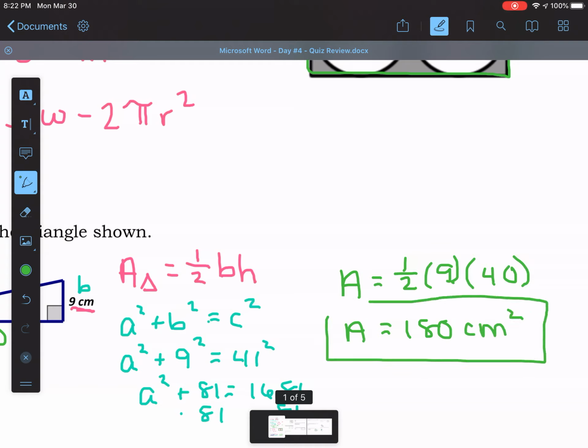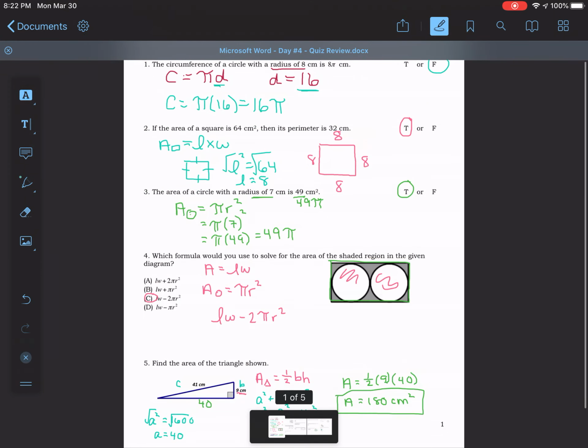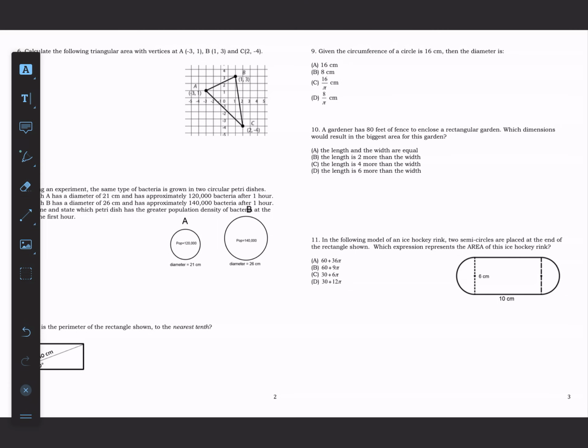Now, I don't know if I mentioned this before, but I will also be posting a copy of the formula sheet, so you don't actually need to memorize any of these formulas. If you did, that's great, but you don't actually have to. You will have that available to you on any test, so you don't need to worry about that.